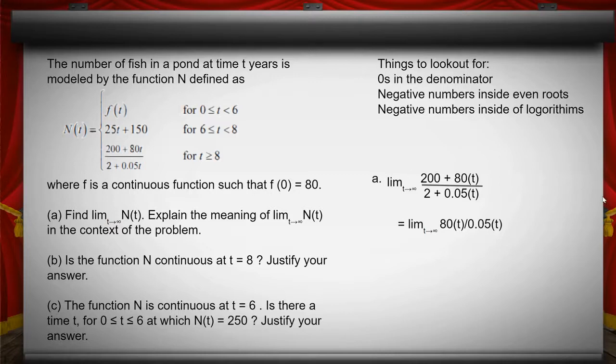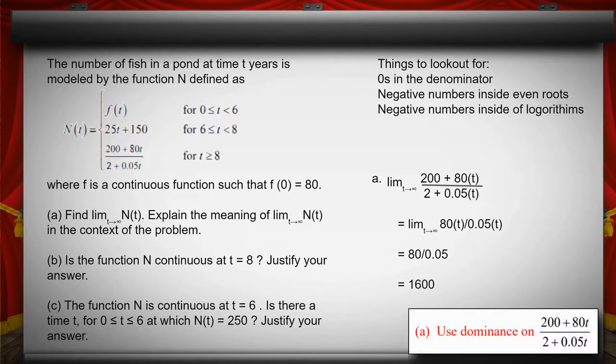This gives us an indeterminate form, and then we can use L'Hopital's rule in order to find our answer. We take the derivative of the top and the bottom, and then we're left with 80 over 0.05. That simplifies down to 1600. And here is our scoring guideline. For this problem, like we were saying, we have to use that dominance on the 200 plus 80t over 2 plus 0.05t.